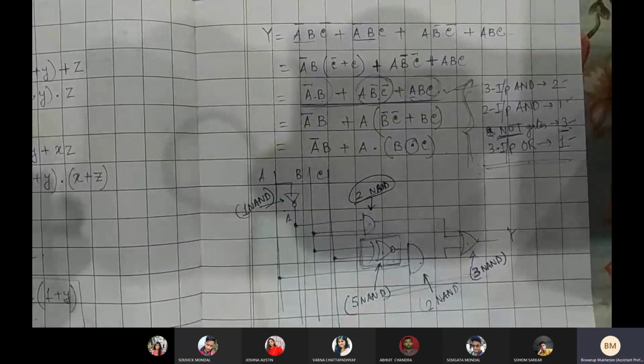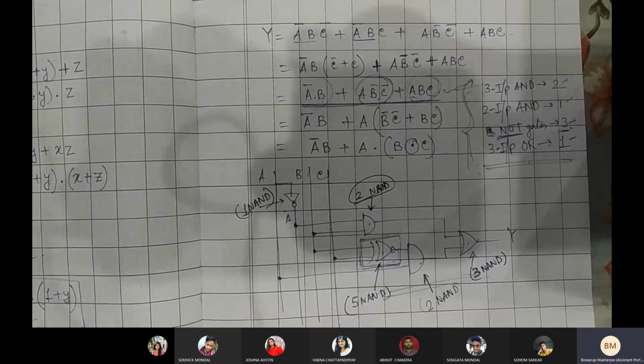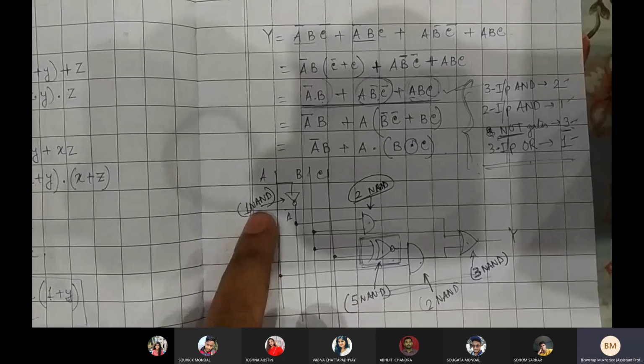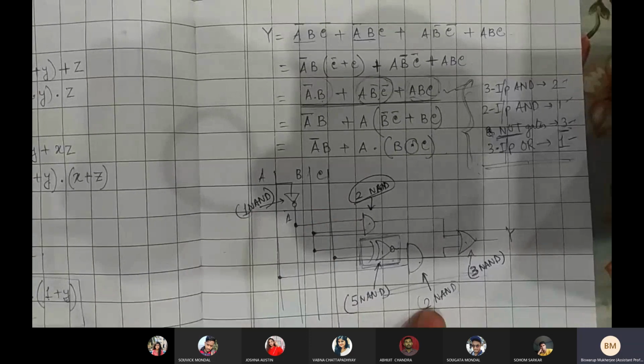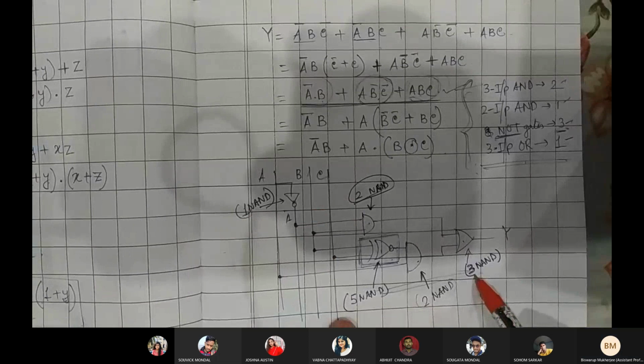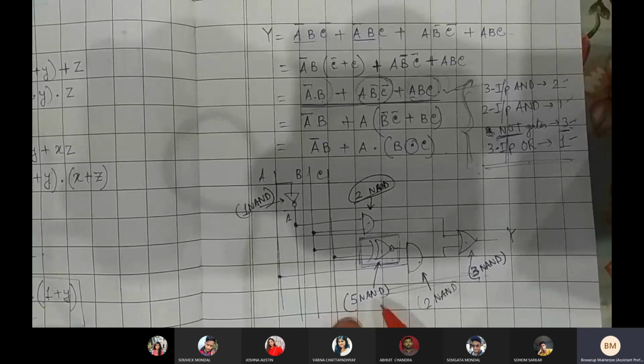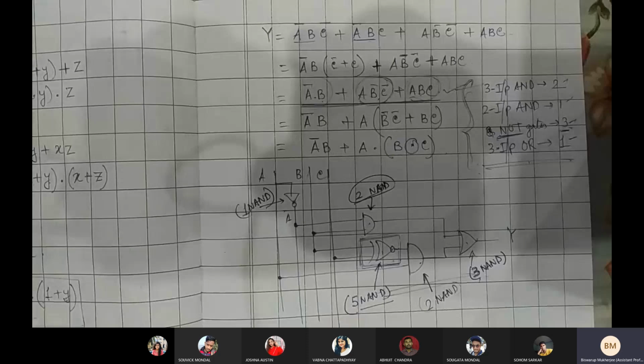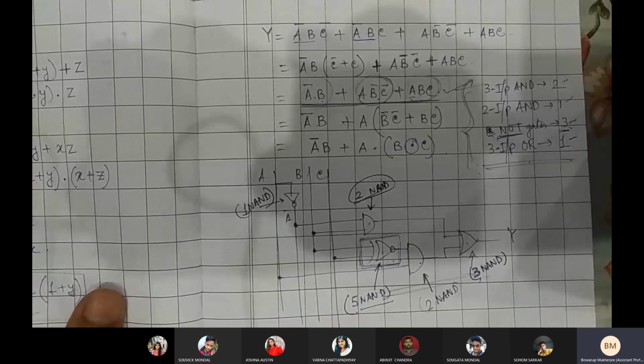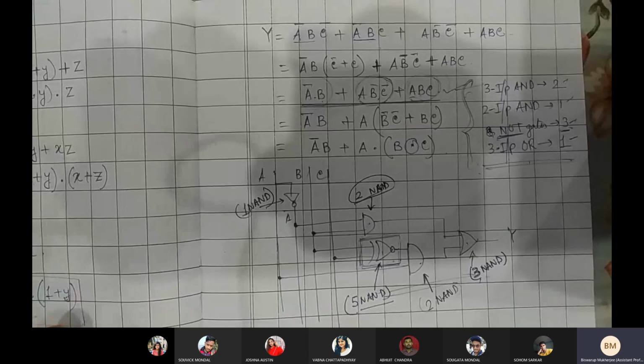So if we just want to replace that entire circuit with a similar sort of gate, how many numbers of gates are required? 1, 2, 3, 4, 5, 6, 7, 8, and then 8 plus 5, 13. Okay, 13 numbers of NAND gates would be required. Okay, why should we go for that one? 13 numbers of NAND gates is quite a large number of gates.